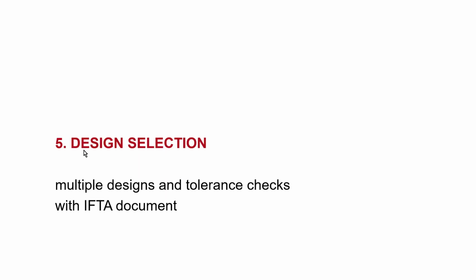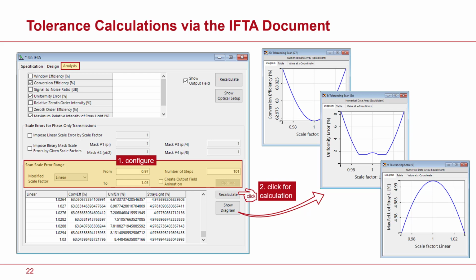Now let's have a look at how we decide which design is the best or a suitable one. For that purpose, we should also consider some tolerancing simulations. This can also be done on the Analysis tab of the IFTA. So you see in the lower part here, we choose a Scan Scale Error Range. So we tell VirtualLab it should emulate as if the element will be too shallow or too deep, so that the phase differences which are introduced by the element are either too low or a bit too high. Here we chose a range of -3 to +3%. And after the calculation and then show diagram, we get here for the three selected merit functions the curves for 101 data points.